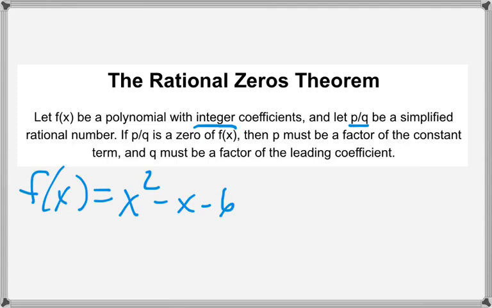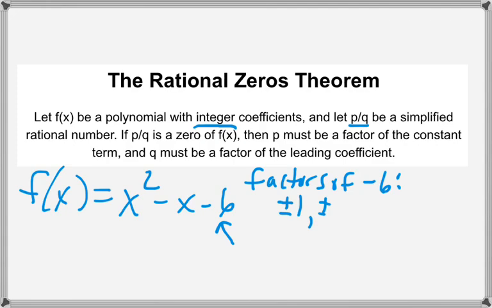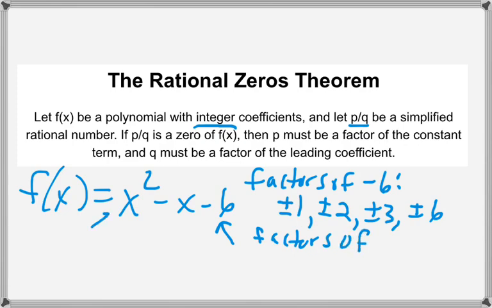So if we look here, the constant term is -6. So if we think about the numbers that go into -6, well, certainly 1 goes into 6, and so does -1. So rather than listing those separately, I'm just going to list them like this. 2 and -2 both go into 6. 3 and -3, and 6 and -6. Those are our factors of -6. And then our leading coefficient is 1, because we have 1x squared. So the factors of 1 are just 1 and -1.